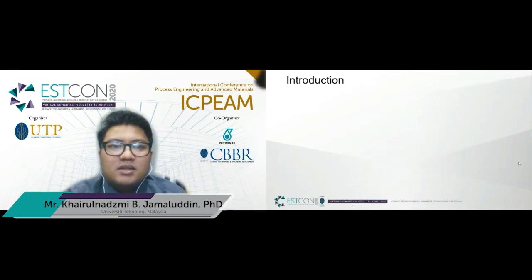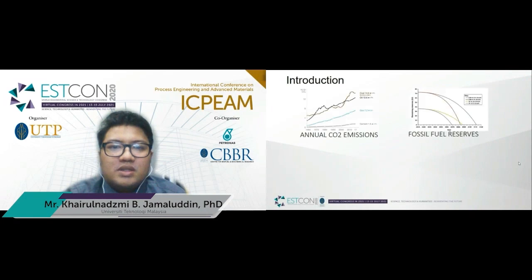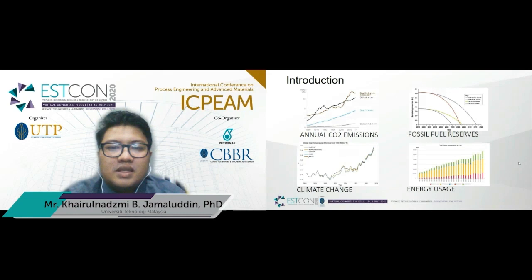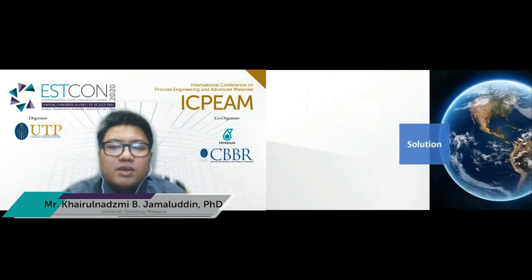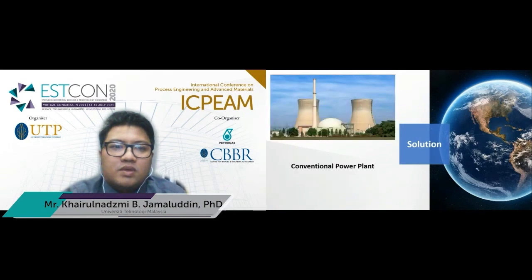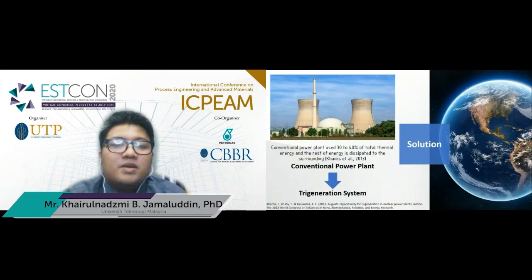So as a start, the rising of annual CO2 emission, depletion of fossil fuel reserve, increasing of climate change, and also increasing in energy usage has led the world to find alternative solution to overcome this problem. So one of the solution is to use the conventional power plant and integrate it with trigeneration system. Why? Because conventional power plant use only 30 to 40% of total thermal energy, and the rest of energy is dissipated to the surrounding. This asserted by Kamis et al.